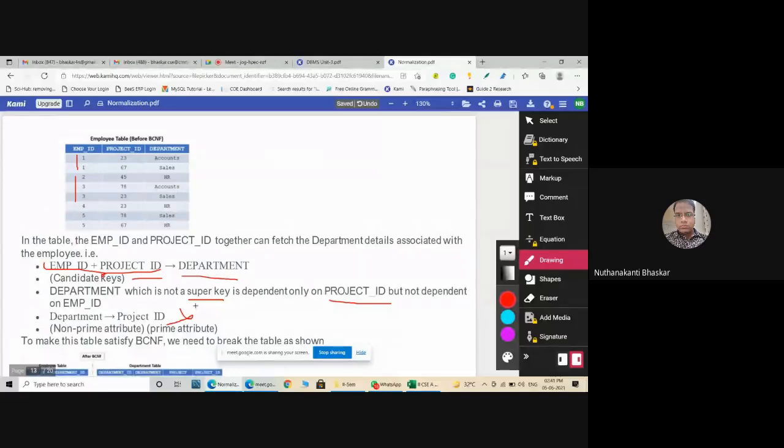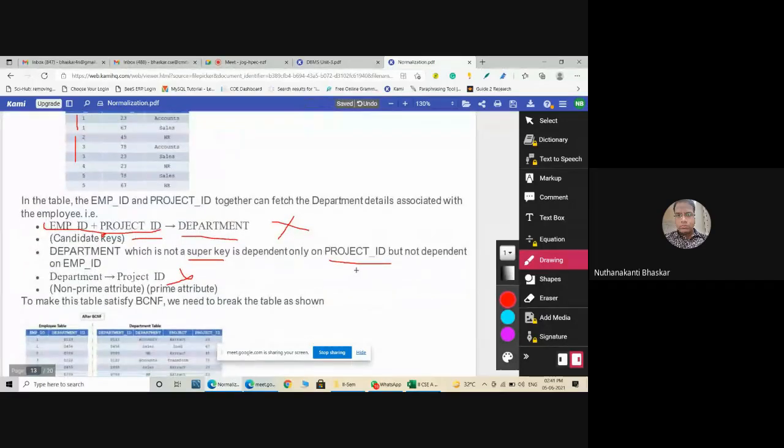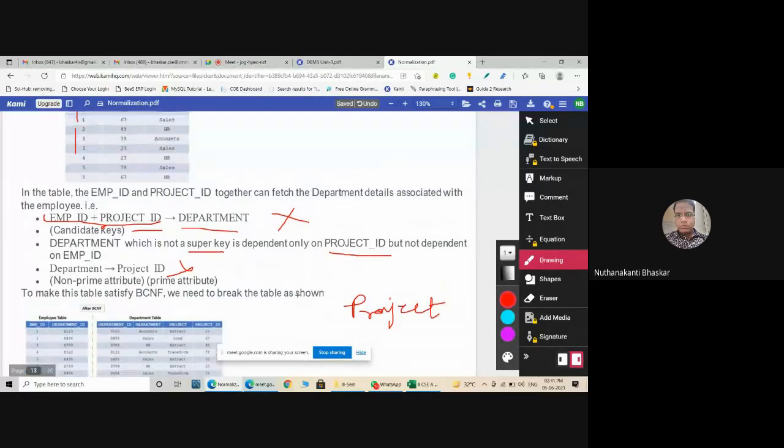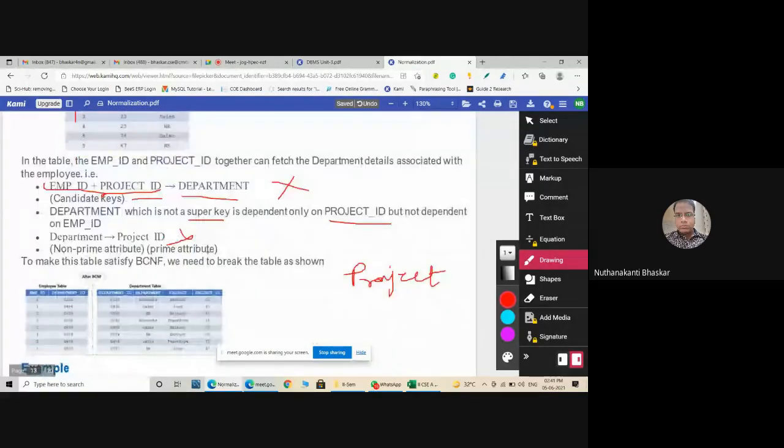We need to add one more attribute to this particular table so that we can avoid this type of candidate keys for the dependency. So for that they added one extra attribute, that is project. Then only we can decompose the relation. Here, how are we going to decompose the relation? Employee ID and project ID we have taken as one table, and project ID, department, we added an extra attribute here.